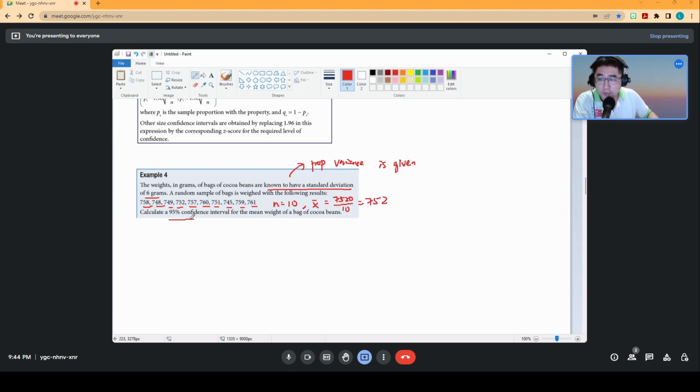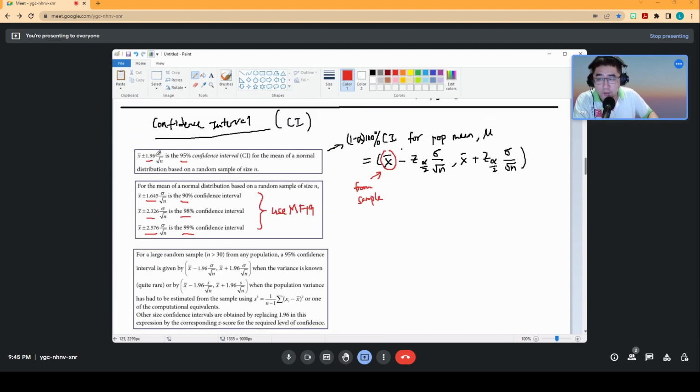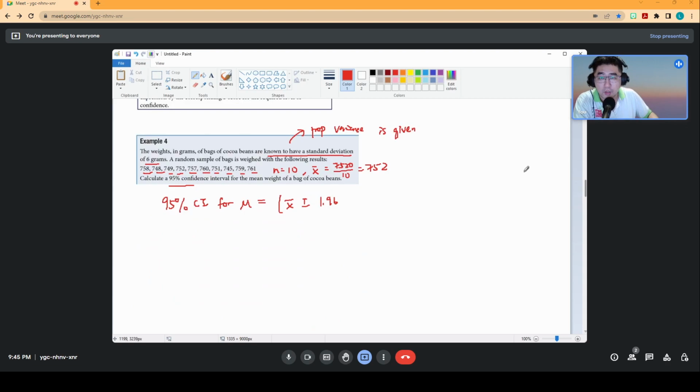Okay, calculate the 95% CI. So the 95% CI for mu will be equal to bar x plus minus, and 95% will be 1.96. So where is this 1.96 from? Then multiply by sigma over square root n. So I will have 752 minus 1.96 times 6 over square root 10, comma, 752 plus 1.96 times 6 over square root 10.